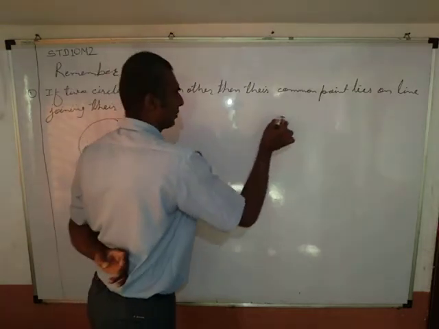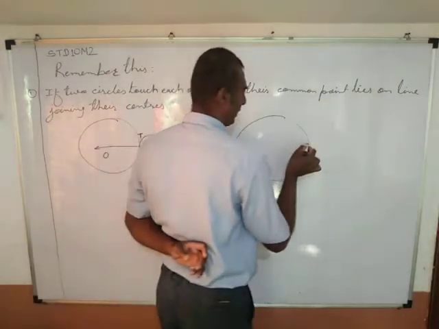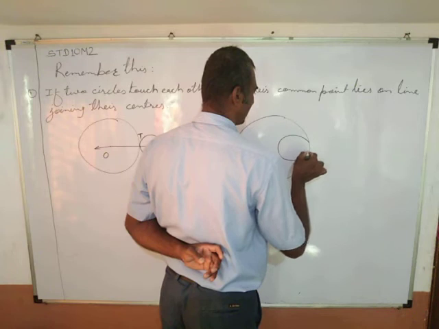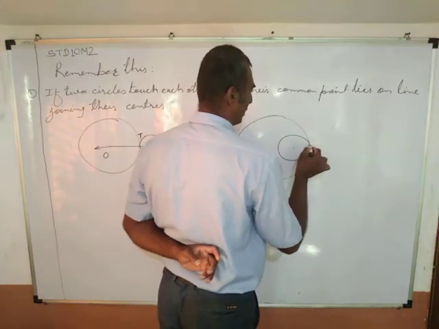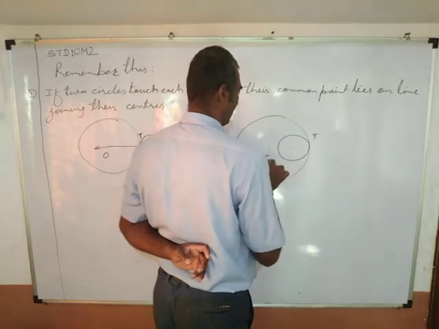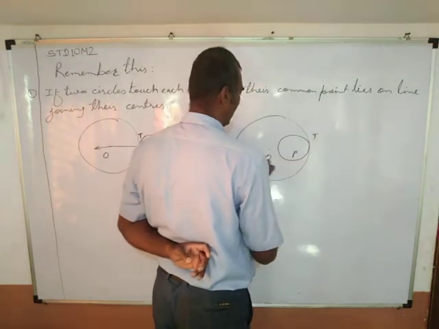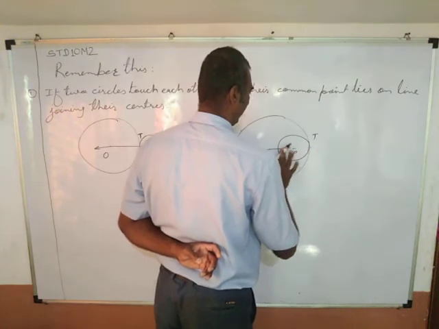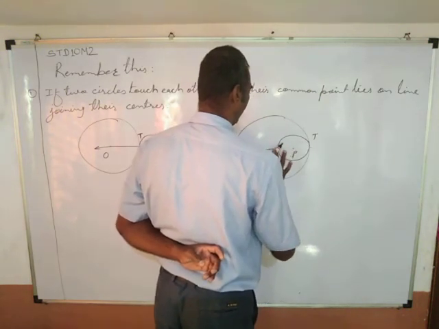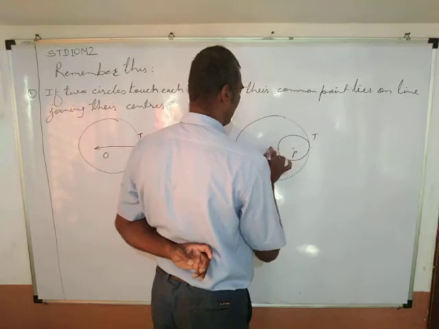Similarly, in a case of internally touching circles, you may note T lies on line OP. Okay, T lies on a line OP.